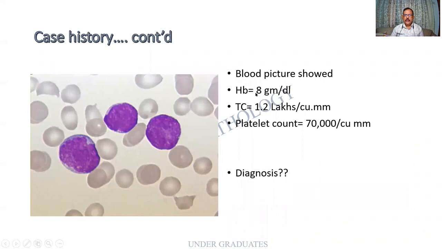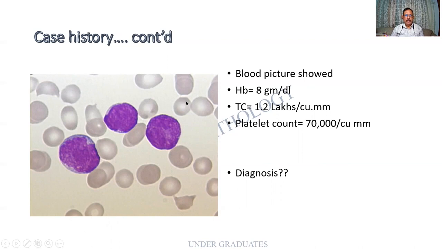The blood picture showed a hemoglobin of 8 grams per deciliter and anemia. In fact, it is a moderately severe anemia. The total count is 1.2 lakhs per cubic millimeter. The platelet count is reduced, 70,000 per cubic millimeter. So, what is your diagnosis? And the peripheral blood, let us see what we are seeing.